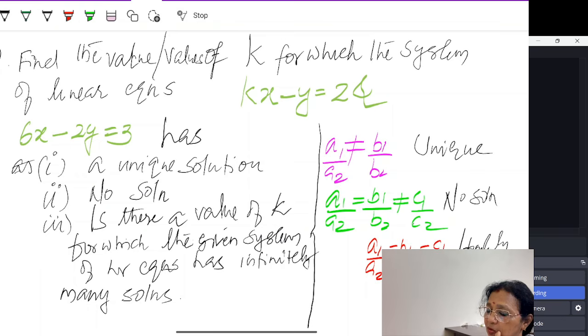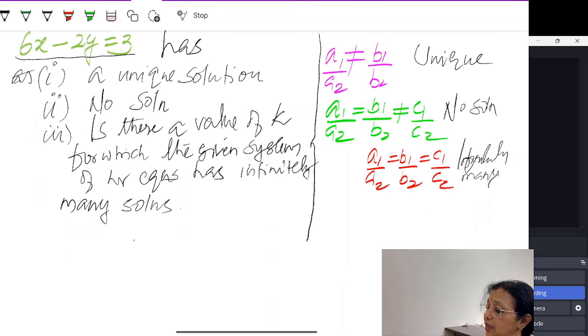Can you find the value of k for which the system of linear equations has no solution, a single solution, or infinitely many solutions? Come on, let us do it. Given the linear equations kx minus y equal to 2 and 6x minus 2y equal to 3 has a unique solution. For what value of k does the system have a unique solution?